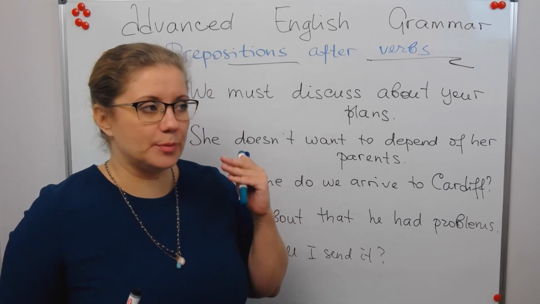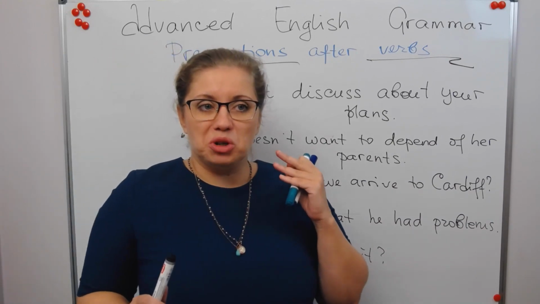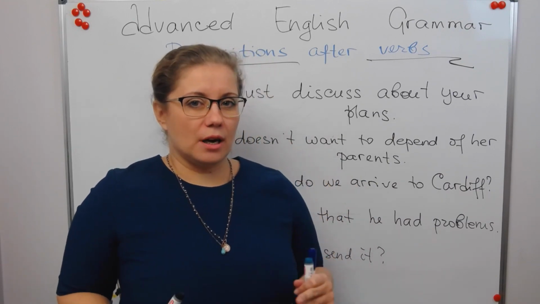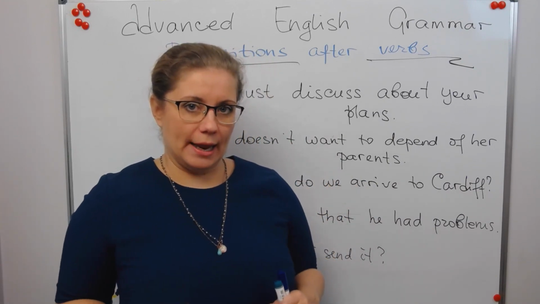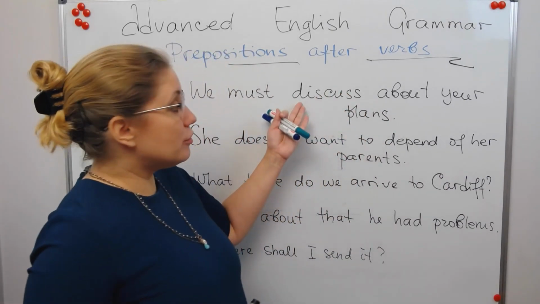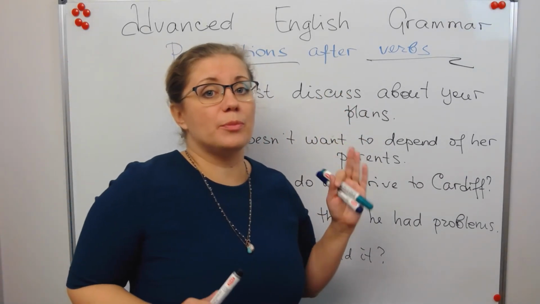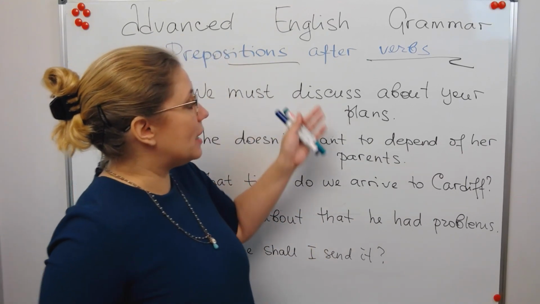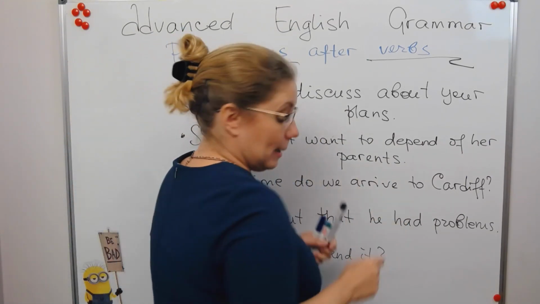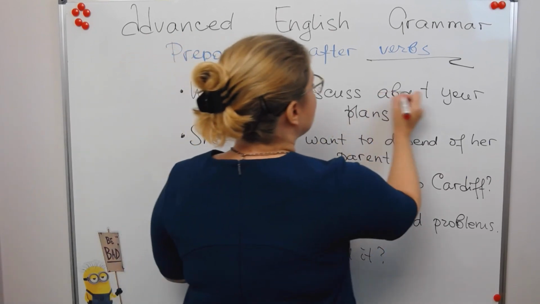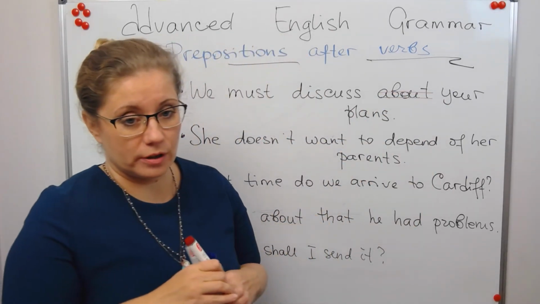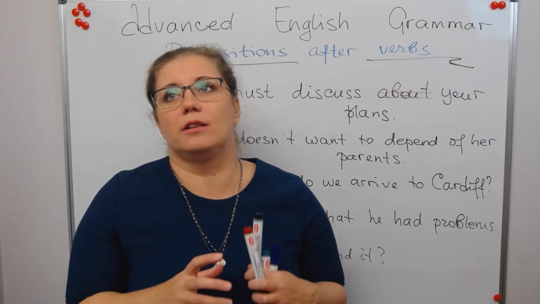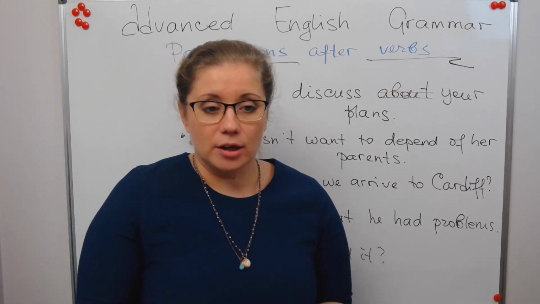Very typical, especially if your native language is one of the Slavic ones. I think there is a high chance you could be making this mistake. In English, the verb discuss never uses a preposition after itself. So the correct sentence will be, we must discuss your plans. But people keep adding this about after discuss again and again, driving English teachers crazy, really.